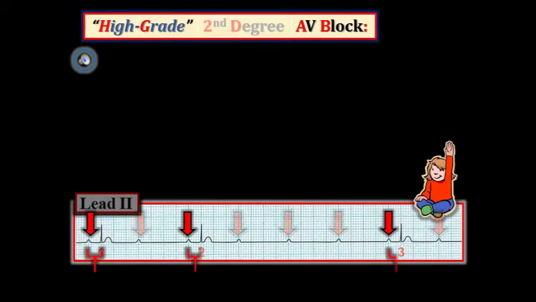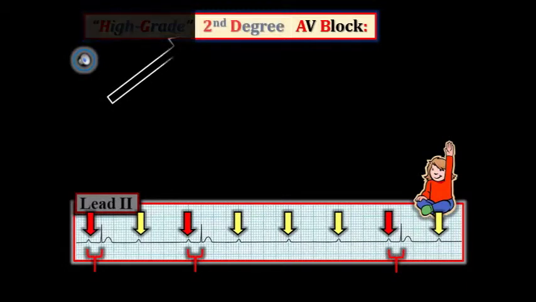We know this because the PR interval preceding each of these 3 QRS complexes is the same, red brackets. But other than these 3 beats, none of the other P waves on this tracing are being conducted, yellow arrows. Thus, we have second-degree AV block because some, but not all P waves are conducted.